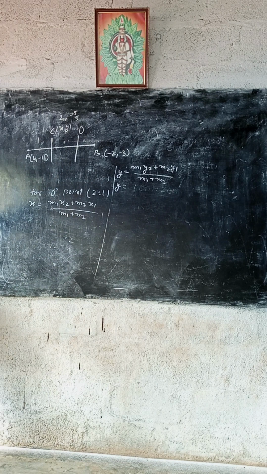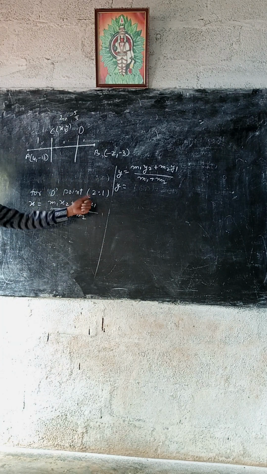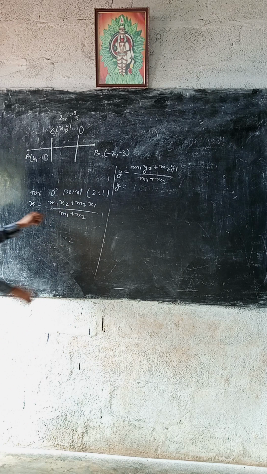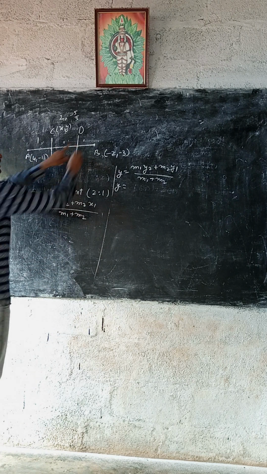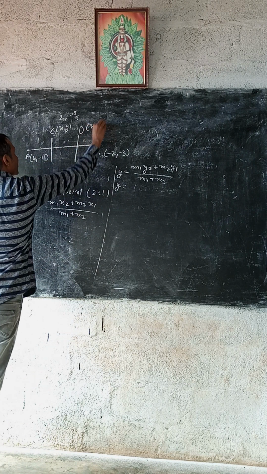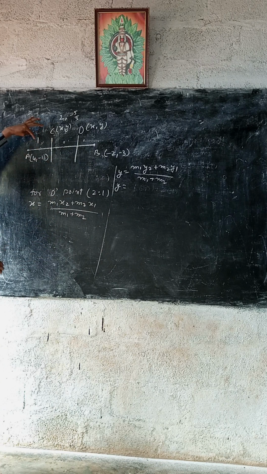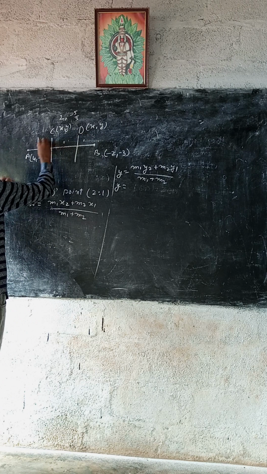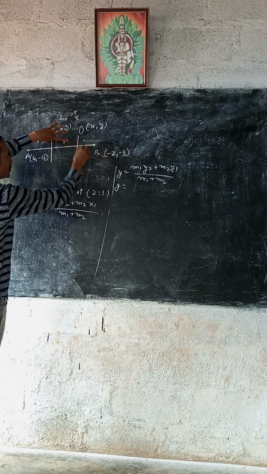For D point, the ratio becomes 2:1. Why does it become 2:1? Because D is here. Suppose that x, y is there. So this side, how many segments remain? 1 or 2 segments remaining. This side only 1 segment. So this side the ratio is 2:1.